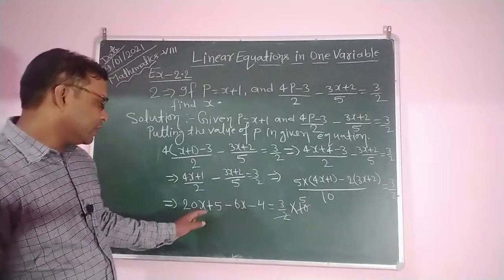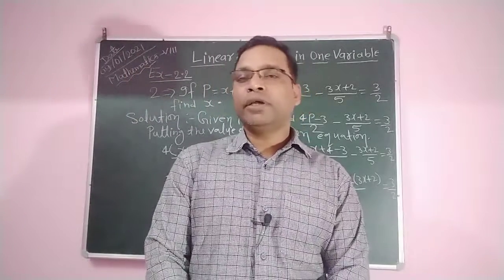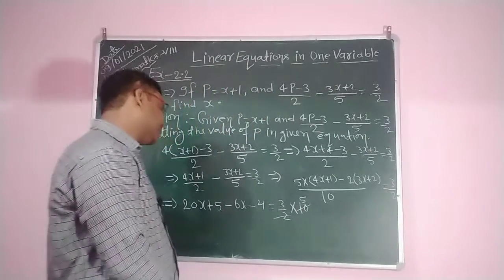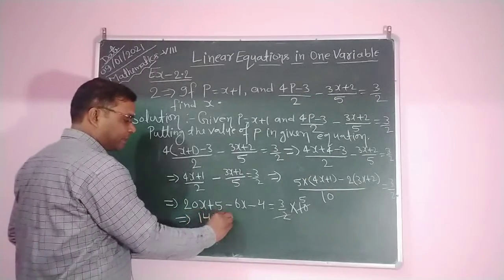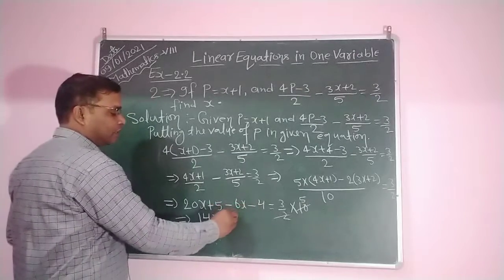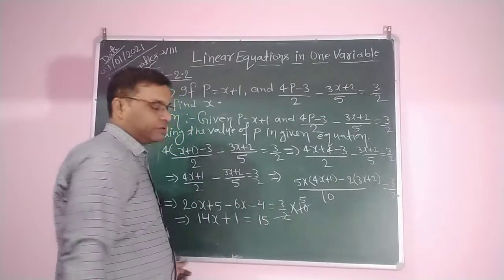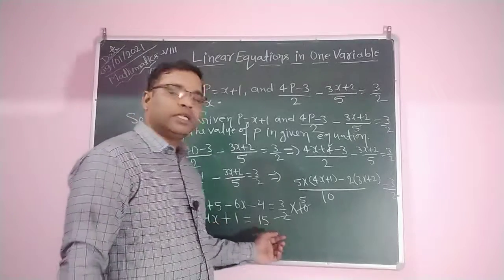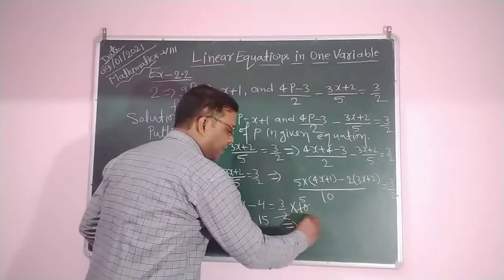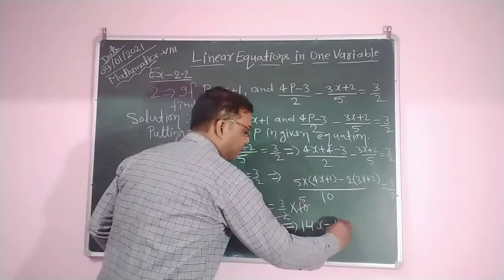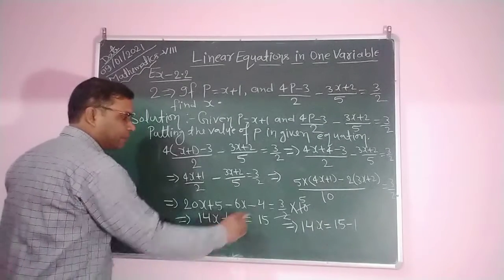This is clear. Now here you can see 20x and 6x, both are like terms. Then you can subtract them. So 20x minus 6x, then you get what? You get here 14x. Okay, plus here this is 5 minus 4, you get here 1, and here 5 threes are 15. We get here 15. Okay, now when transposing this 1 to the right hand side, 1 becomes minus. So here we get 14x is equal to 15 minus 1. 15 minus 1 is 14.